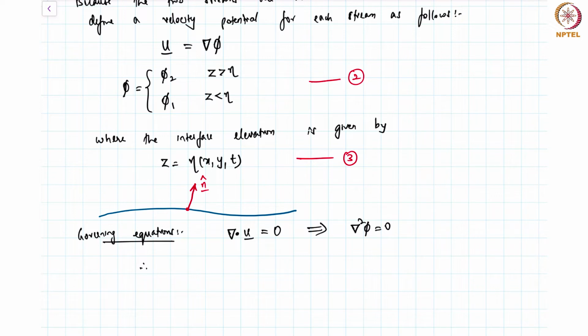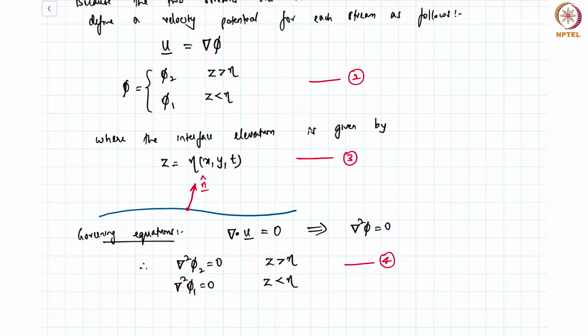Therefore what I have now is del square of phi2 is equal to 0 for z greater than eta, and del square of phi1 is equal to 0 for z less than eta. So both the fluids separately satisfy the incompressibility condition. Let's label this as equation number 4.